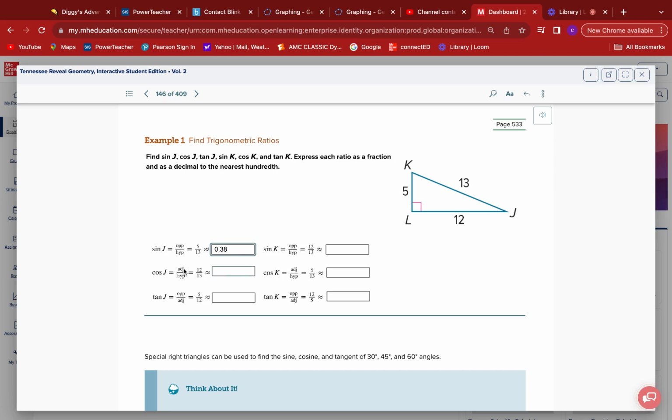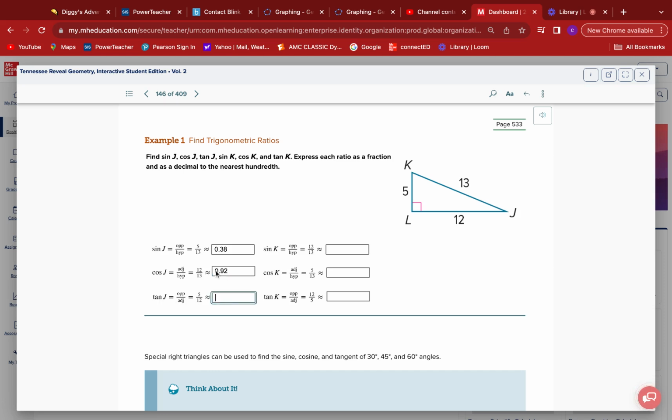Cosine is adjacent side to J over the hypotenuse. Well, if this is our angle J, our theta, 12 is the one that's next to it. That's going to be 12 on top, hypotenuse still on the bottom. So 12 divided by 13, rounded to the nearest hundredth, is 0.92. The 3 does not make the 2 change.